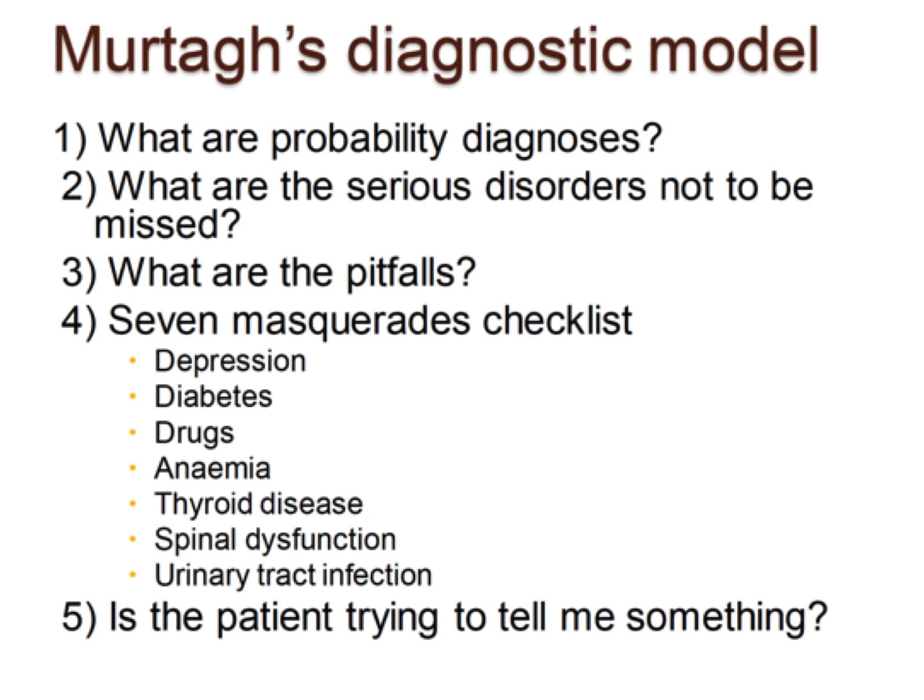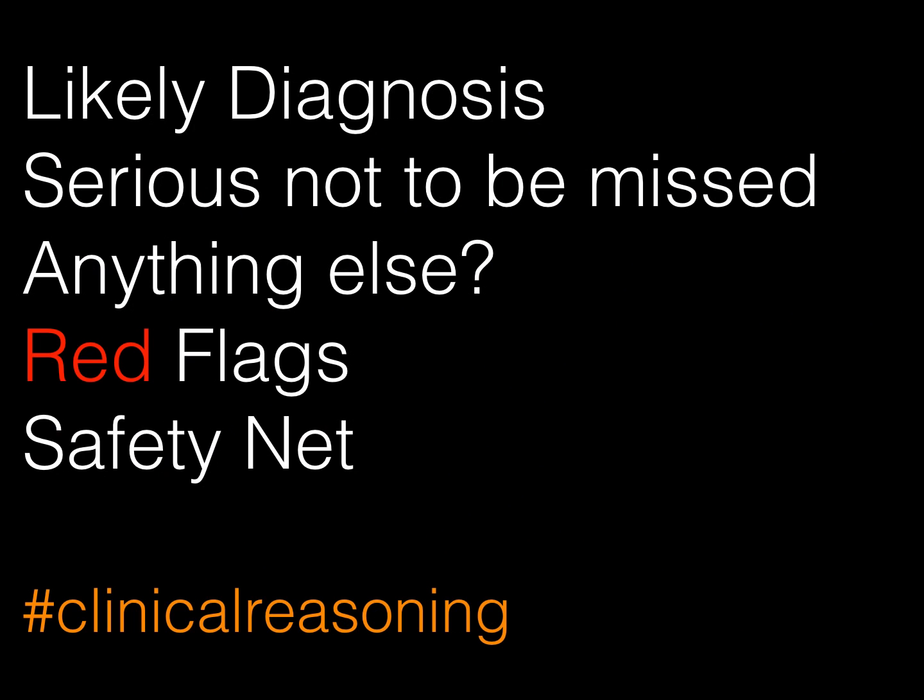So his diagnostic model broken down: what was the probability diagnosis? What are the serious disorders not to be missed? What are the pitfalls? What are the masquerades? And is this patient trying to tell me something, or is there a yellow flag?